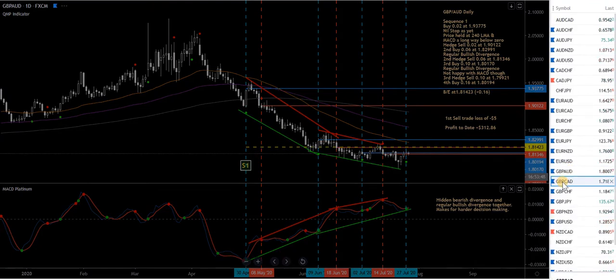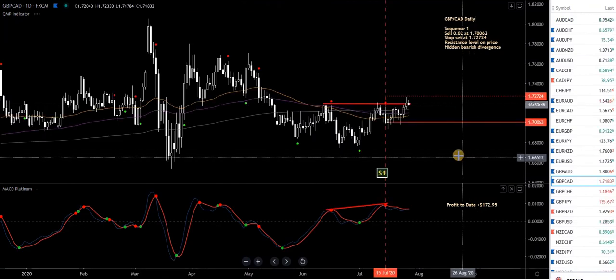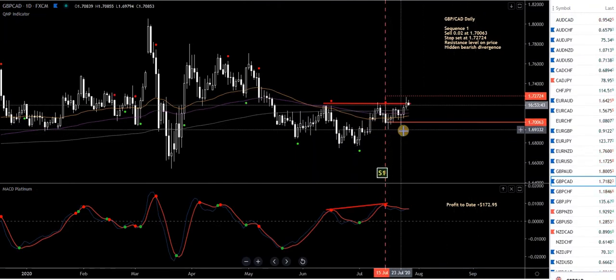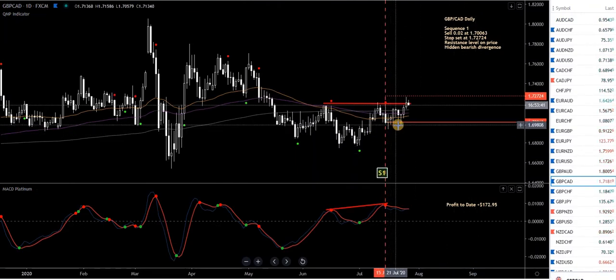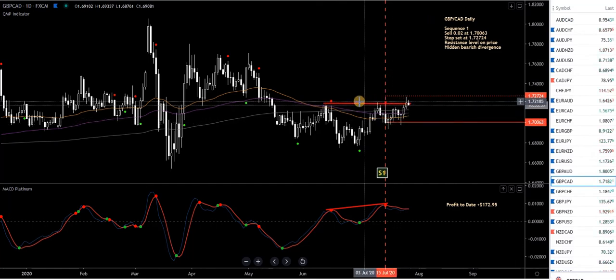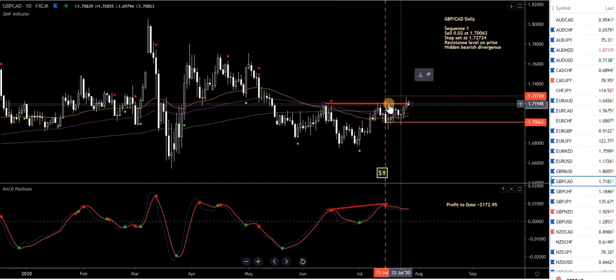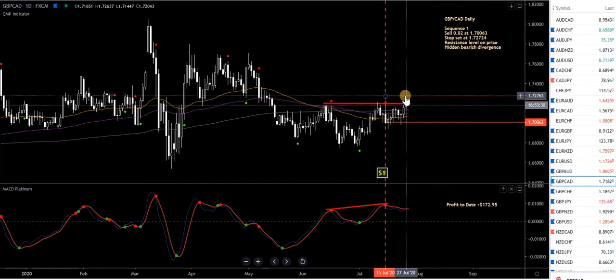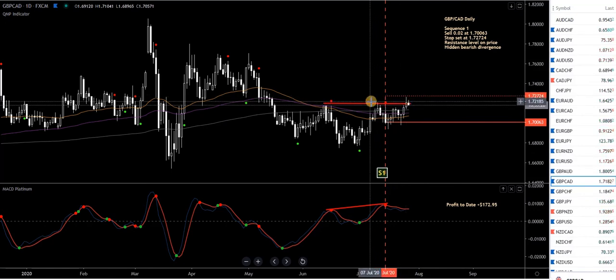All right, Pound CAD. This one I think I'm in trouble. In a sell here, didn't really go anywhere in my favour. Had this little resistance level here I drew. Now I've just extended across. Price came very close to my stop. Notice how I'm not sticking my stop right above these highs. I'm giving it a bit of room.